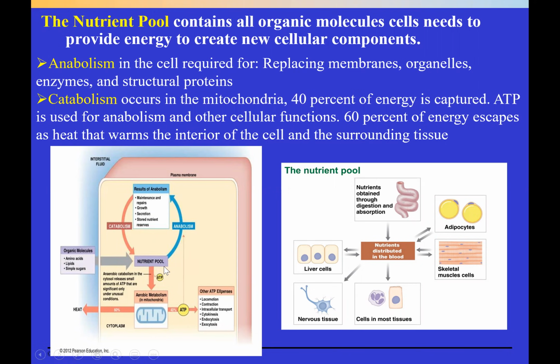And then from the nutrient pool, it might take a catabolic pathway to make ATP. So you already studied that the mitochondria is called the powerhouse of the cell, where you break down the sugars to make a chemical energy called ATP, which is required for all the activities in the cell, like locomotion, contraction, and so forth. So 40% of the energy goes for making ATP, and 60% of the energy in the sugar molecule escapes as heat.